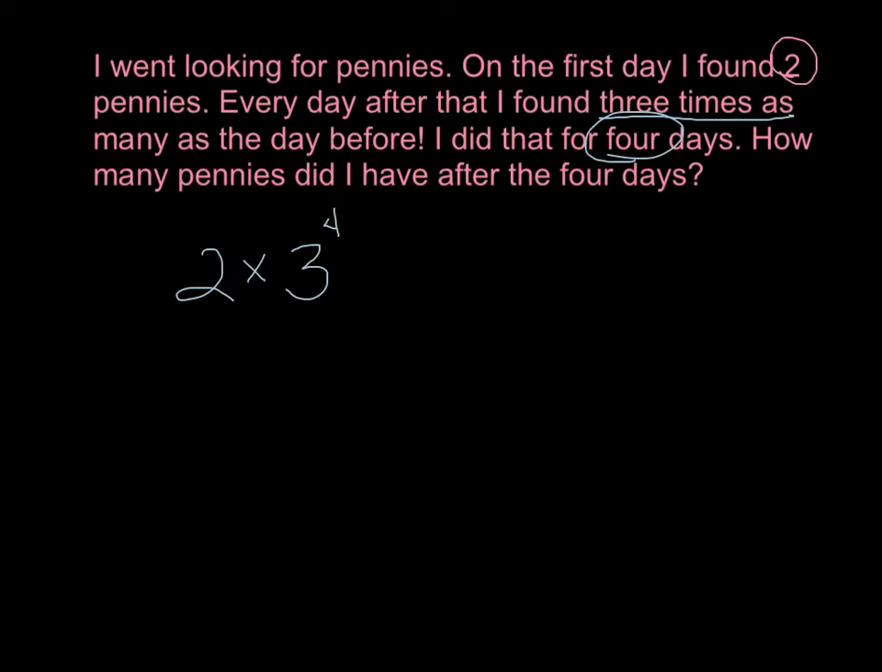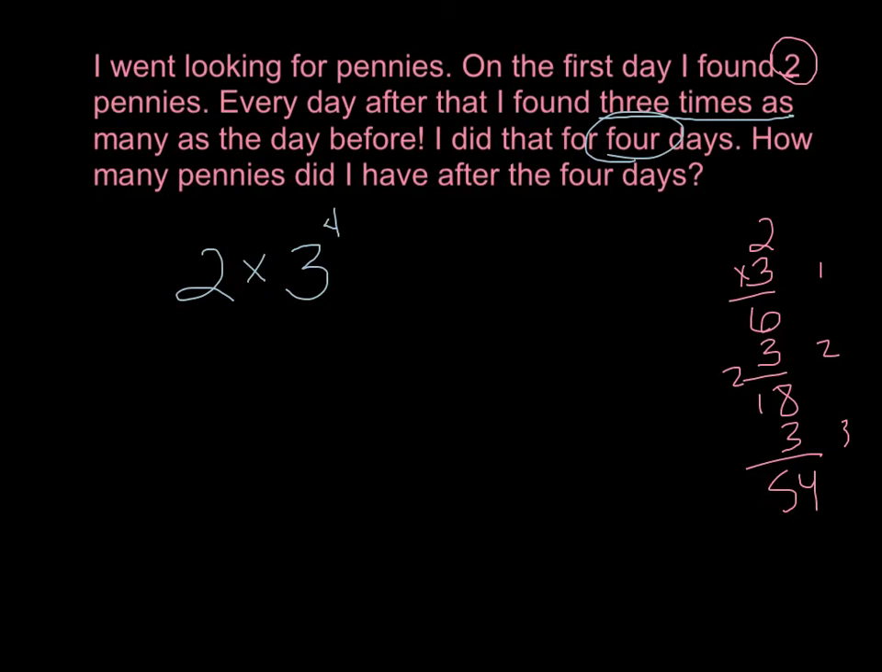Now I could do, don't write this part down over here, but I could do 2 times 3 is 6, that's 1 day. Then that times 3 is 18, that's 2 days. And then that times 3 is 54, that's 3 days. And I could keep going and I would get the answer. But this would be a little bit faster of a way to get it.